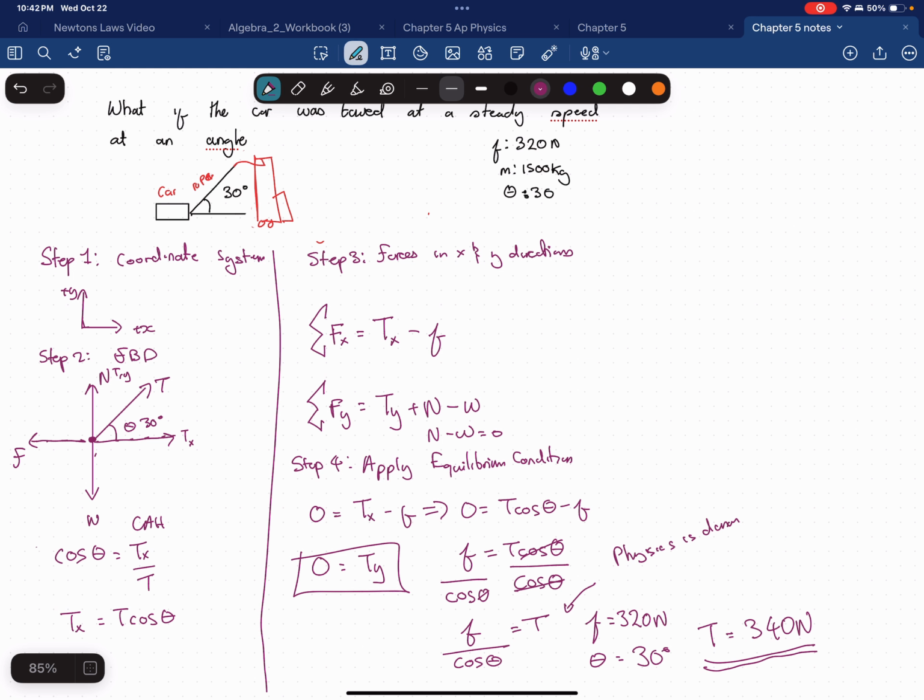Newton did not lie to us. We have not disproved Newton. If I did, it would be pretty cool, but no, we have not. So the tension is more than the friction. You would think it's an acceleration, but there's no acceleration because we're at an angle. So we just need a bit more tension to keep the car moving at a constant velocity.